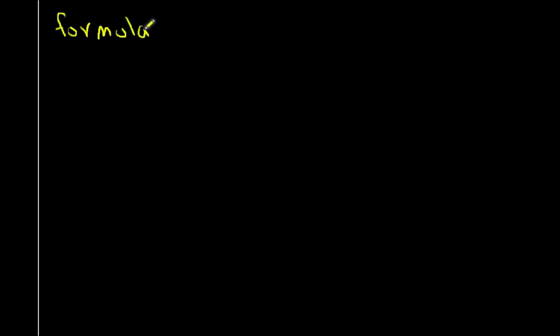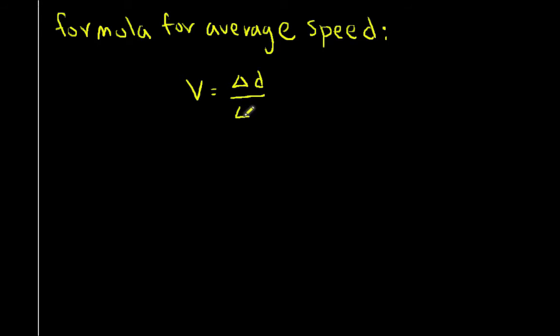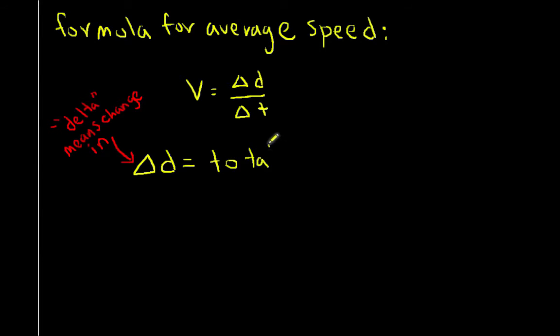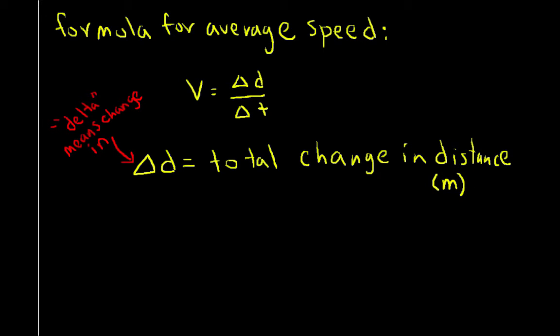The formula we use for average speed is v average equals delta d over delta t. This little triangle symbol that you see there is the Greek letter delta. Delta is placed in a formula to signify that we mean change in the symbol it's next to. Delta d, for example, means the total change in distance. Very important in this definition is the word total. Total means we add up all the distances traveled.